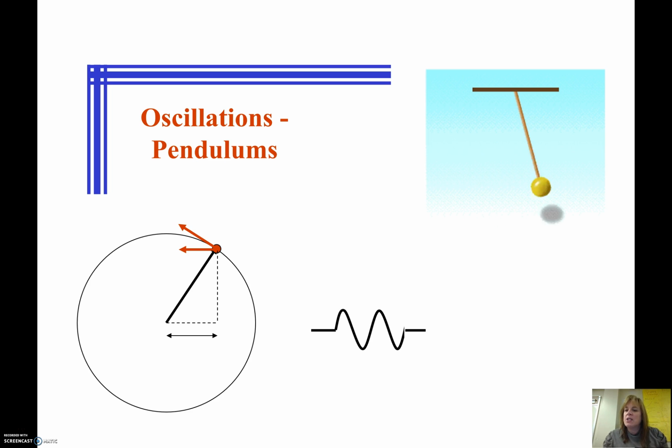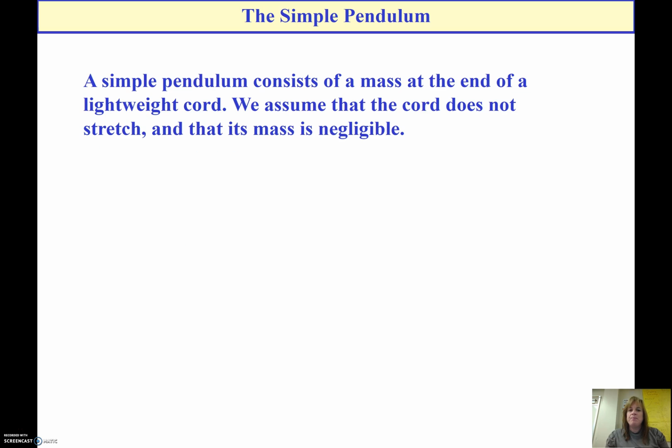In this video, we're going to talk about the oscillation of pendulums. Now, what is a pendulum? Well, a pendulum simply is a mass at the end of a string. And that string, or in this case cord, doesn't stretch. That's important because then it's kind of like a spring on a string. And we're going to say that that string has negligible mass.